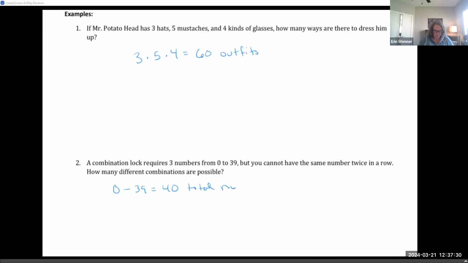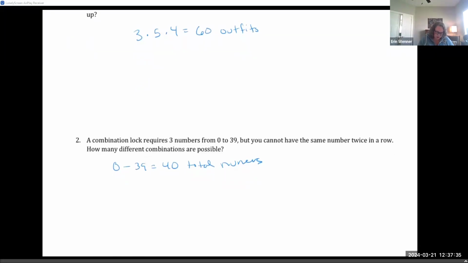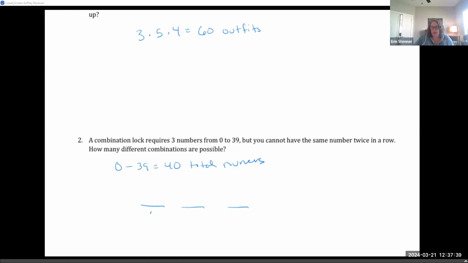So we have 3 positions on our lock, right? For this first position, I have 40, okay? In the next position, I can't use the number that I had in position A, right? So I have to take that out, which means that I have 39 choices for that next position.